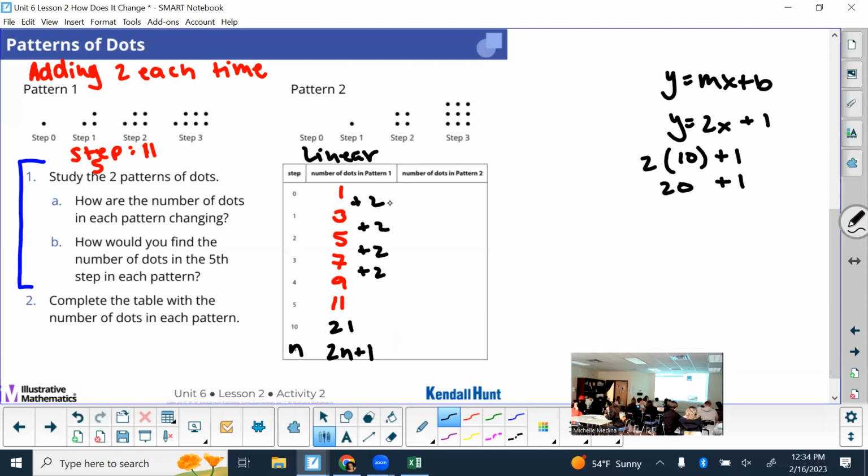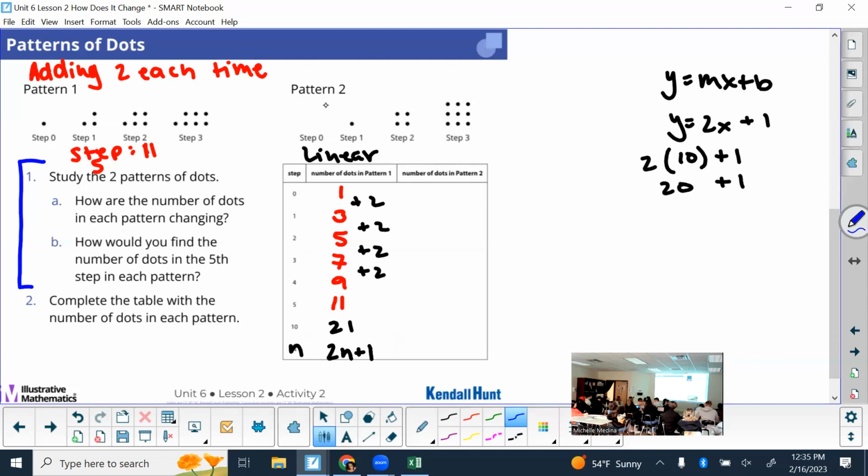All right, now pattern 2, let me ask a specific table. Table 8, is pattern 2 linear? So in other words, in pattern 2, is it adding the same amount each time? No. I'm just talking to table 8. But no, it's not.